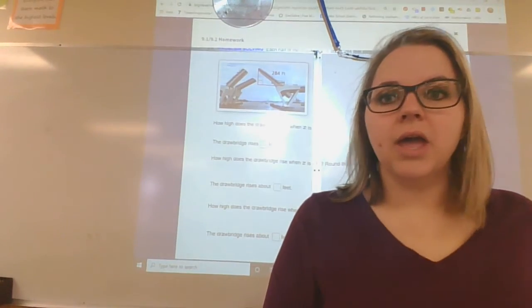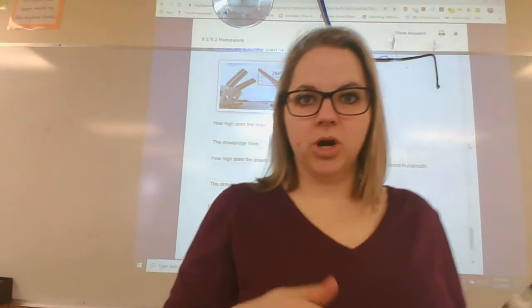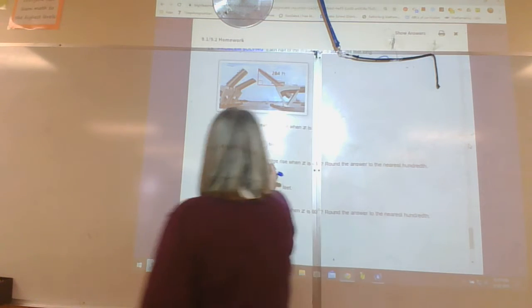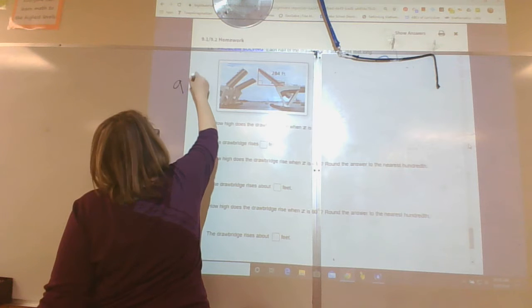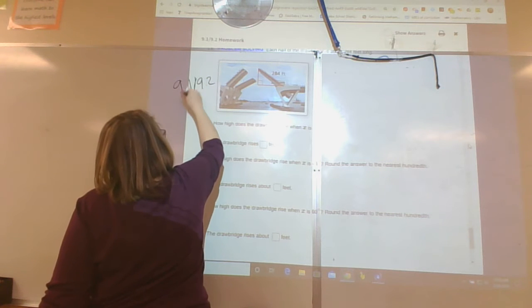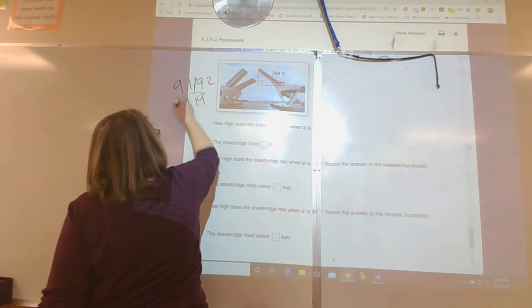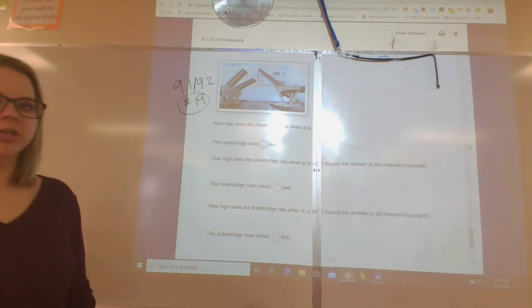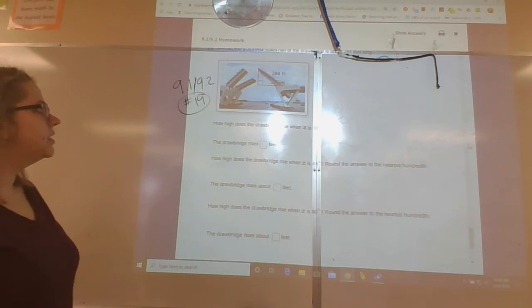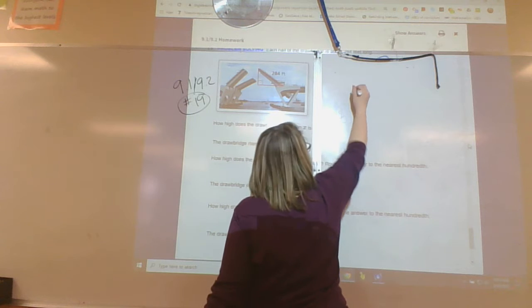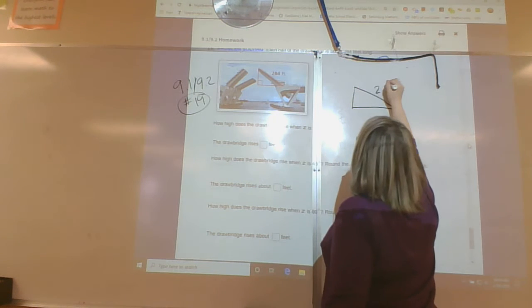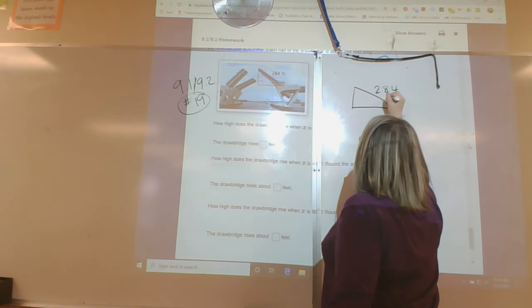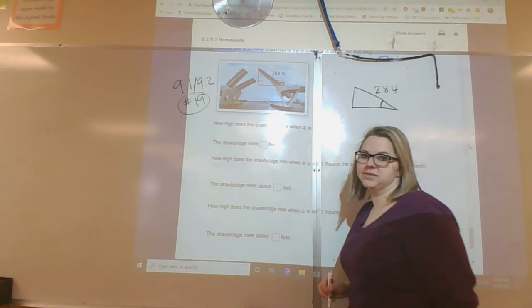Okay, so now we're going to look at 9.4, number 19. Or sorry, not 9.4, 9.1, 9.2, number 19. It's this big drawbridge one. Okay, so here is my triangle. It gives me this triangle here, with this length being 284, and then this angle here being x.